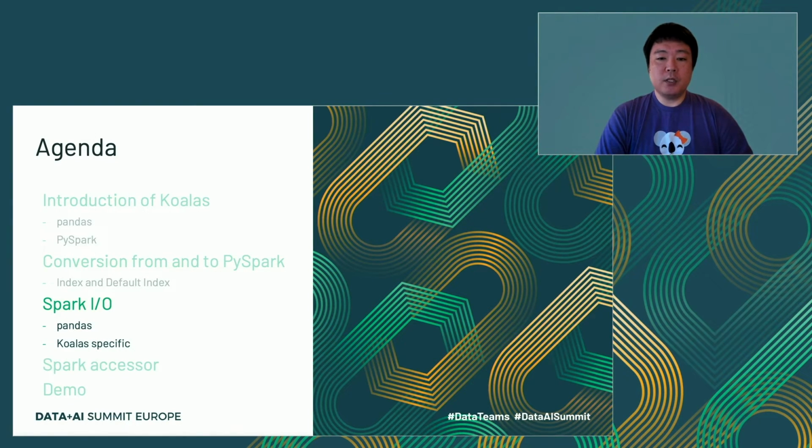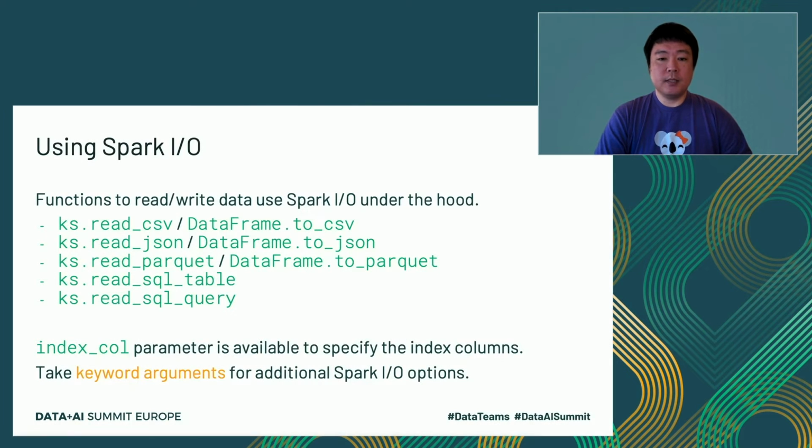Secondly, we'll see I/O functions. There are a lot of functions to read and write data in pandas and in Koalas as well. The APIs in this list are equivalent to pandas functions. Koalas provides these functions, but these use Spark I/O under the hood. These APIs take the index_col parameter, the same as to_koalas or to_spark. They also take keyword arguments for the case you want to specify more options for the underlying Spark DataFrame reader and writer.